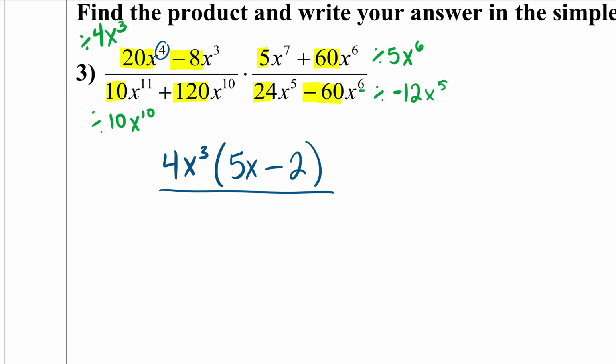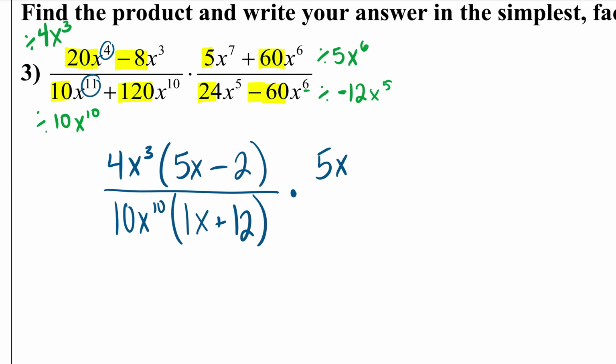All right, anyways, the bottom. 10 divided by 10 is 1. Or no, I'm sorry. Let's write the GCF first. We're supposed to do that. Okay, 10 divided by 10 is 1. And then 11x's minus 10 is just 1x. Plus 120 divided by 10 is 12. No x.